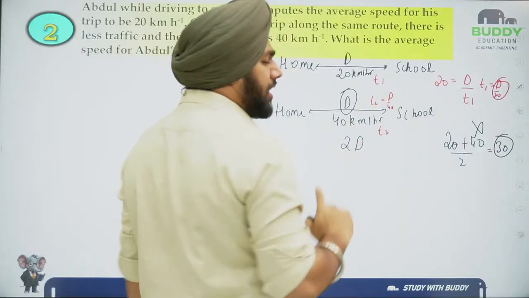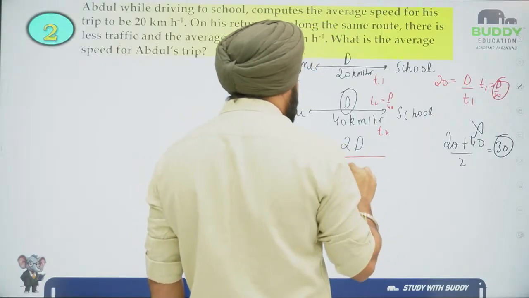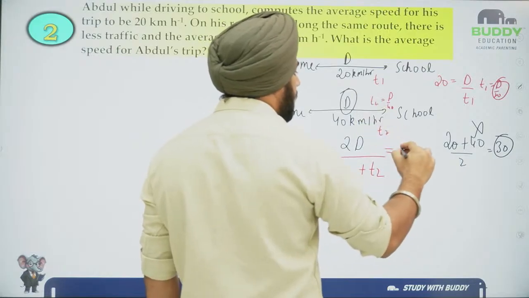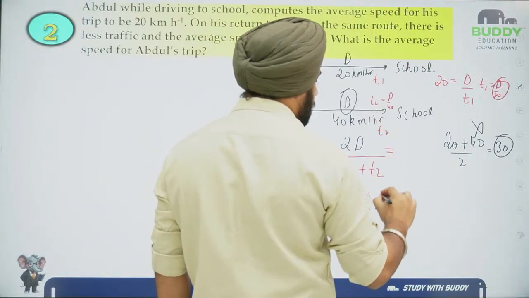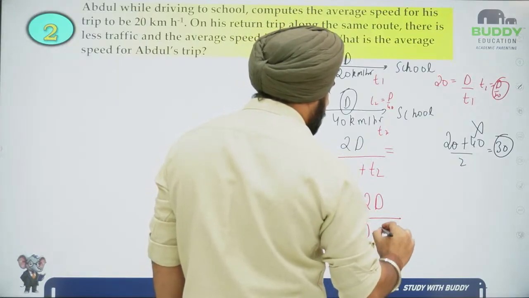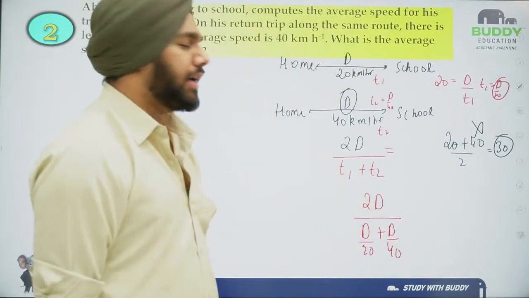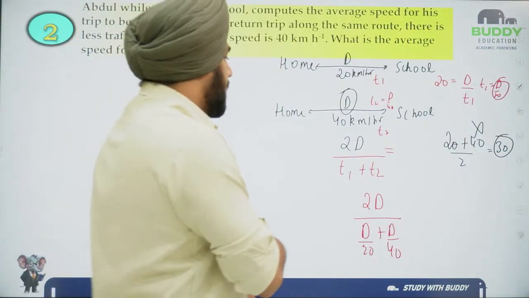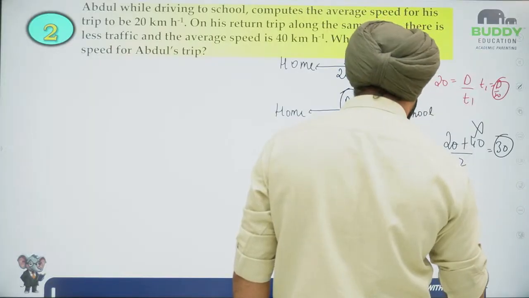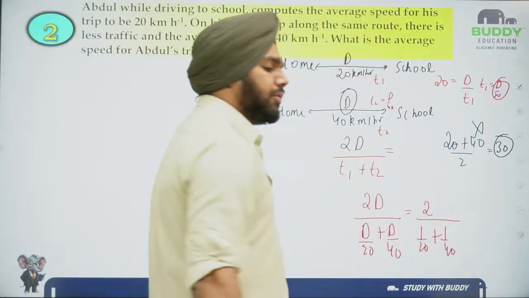What is the formula for average speed? Total distance upon total time. Total distance is 2d, total time is t1 plus t2. So total distance is 2d, total time is d upon 20 plus d upon 40. So you can solve this, right? Take d common, it will get cancelled. So 2 upon 1 by 20 plus 1 by 40. Now you can take the LCM and you can further solve it.